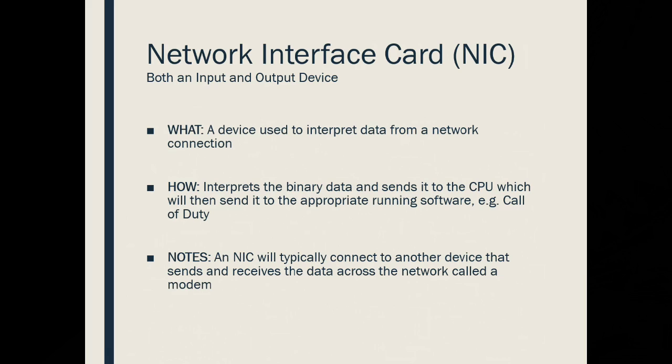So it interprets those binary ones and zeros and sends it to the CPU, which then sends it off to the appropriate running software. So if you're playing Call of Duty and it needs to update where all your opponents are, it gets that data from the network, sends it to the currently running software, which is Call of Duty, and then the software interprets that and handles it the best way it needs to. Any NIC card will typically connect to another device that sends or receives the data, usually a modem or something along those lines. That's the device that actually connects to the network. The NIC card doesn't actually connect to the network. It's more the interpretation device that deals with the incoming and outgoing data.